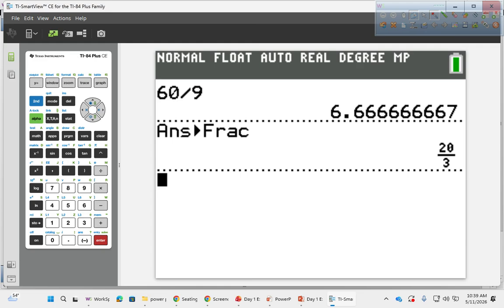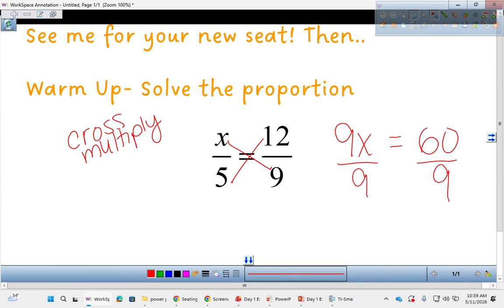All right, so my answer to this one is 20/3. Just know that in this unit, we're going to do a lot of fractions. All right, so you're going to have to get comfortable with that math enter, enter button on the calculator, okay?